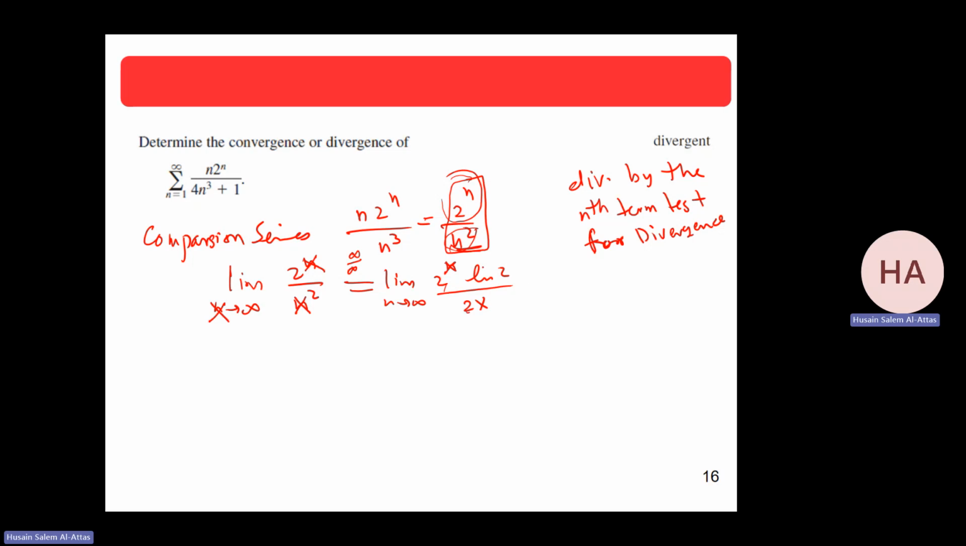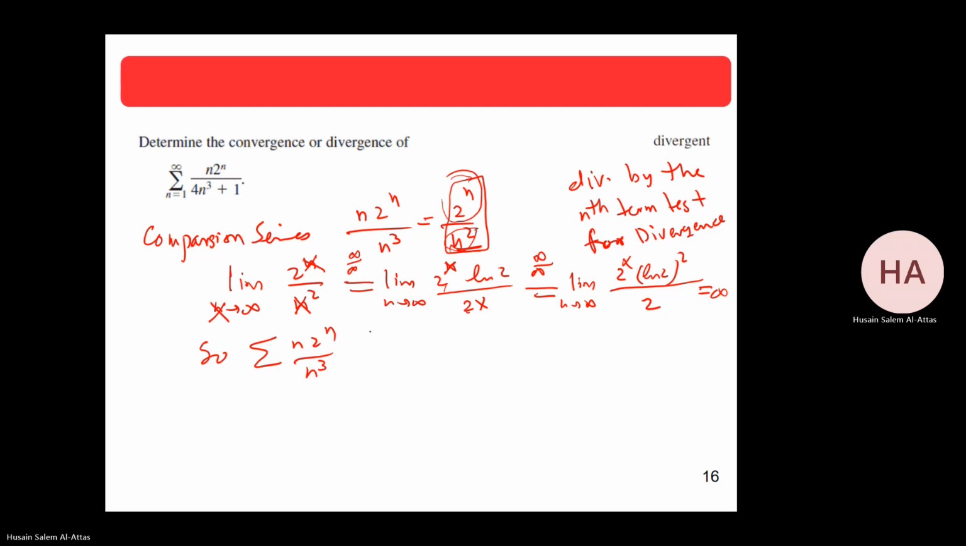2 to the power infinity is infinity over infinity. I'm still having infinity over infinity. Do it again. You will get 2 to the power x ln 2 times ln 2, so ln 2 squared, just a number, over 2. So what will happen now? ln 2 squared is a number over 2, a number. 2 to the power infinity is infinity, so this limit equals infinity. So this series, which is 2 to the power n over n squared, diverges.